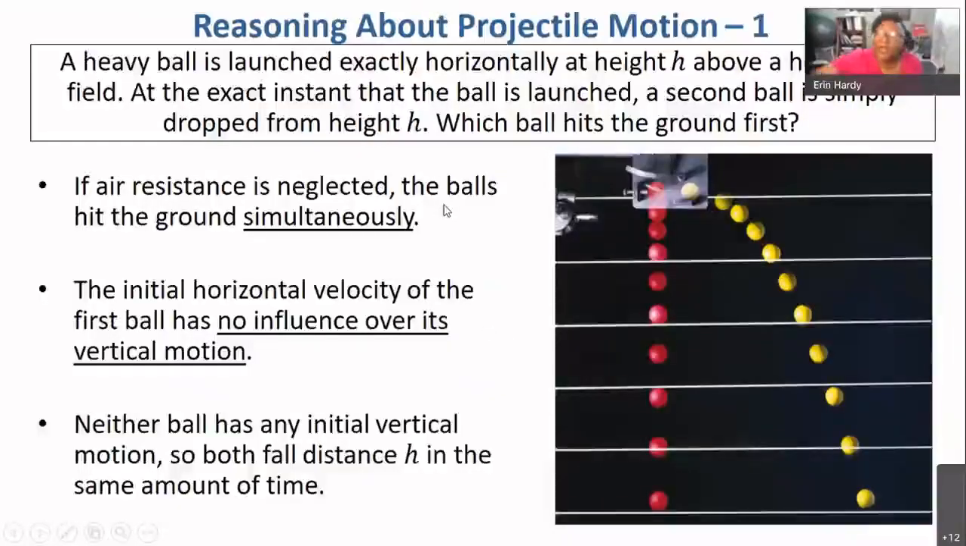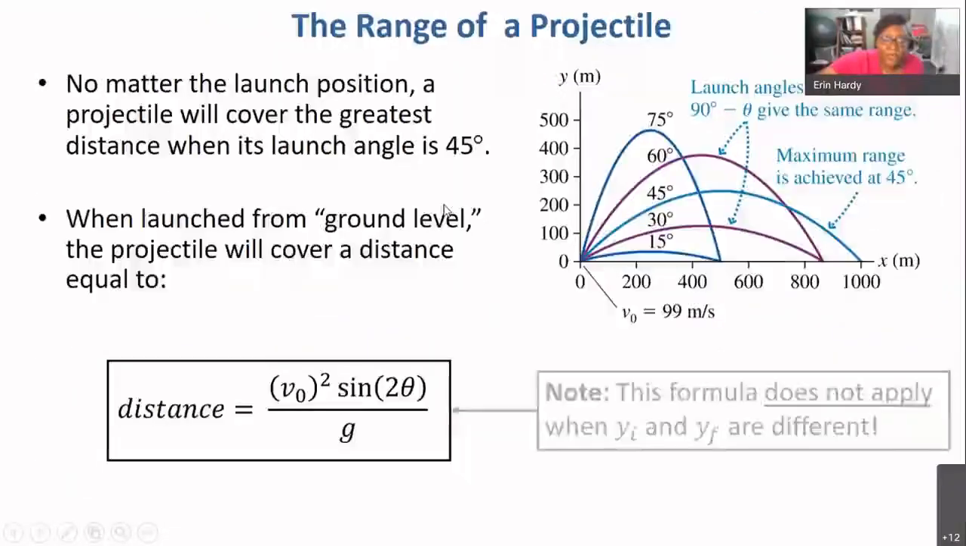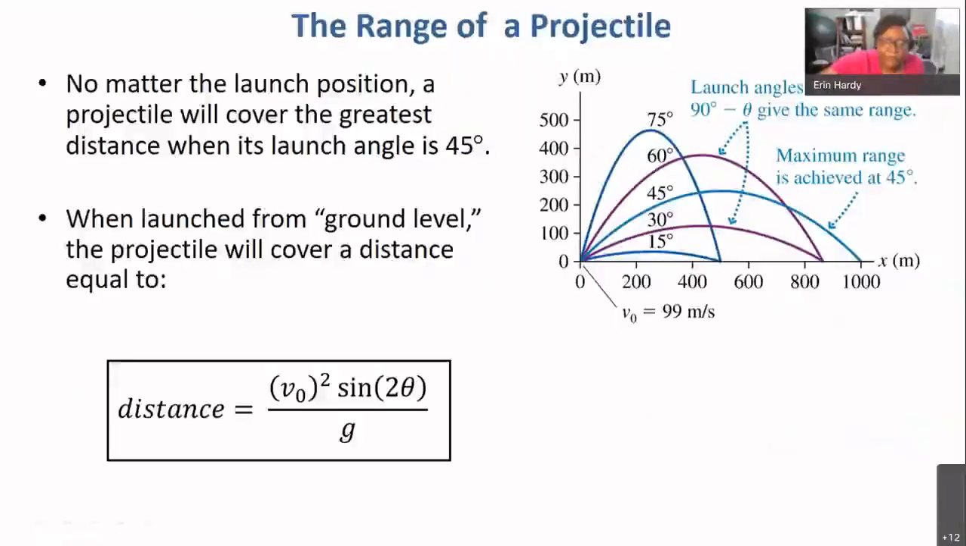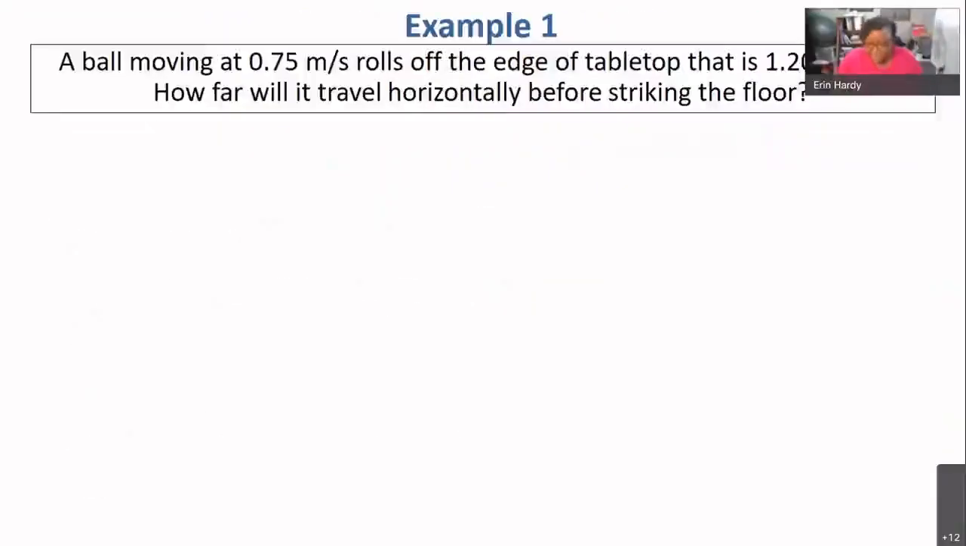So we've got a practice problem here, at least one, that we will be able to get through. Maybe two, we'll see. So we have a ball that's moving at 0.75 meters per second, rolls off of a tabletop that's 1.20 meters high. How far will it travel horizontally before striking the floor?